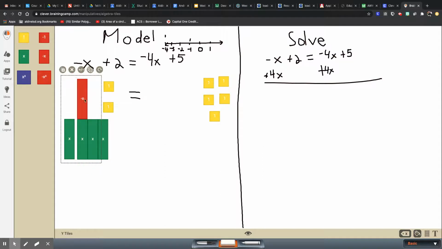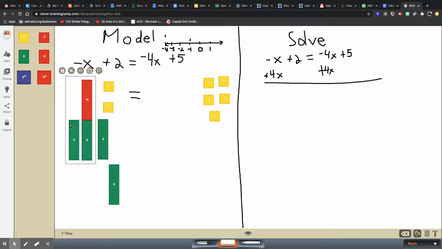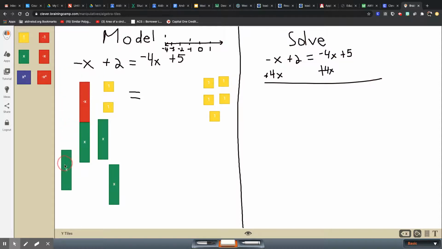Whoops. Let me separate these. All right, let's try this again. All right, so we canceled that out. So now let's rewrite what we have. Negative 1 plus 4x. So I had the negative 1, I added the 4x, which leaves me with a positive 3x, right?